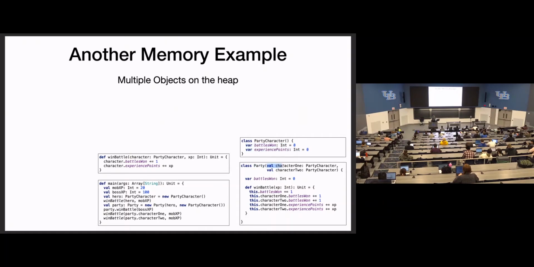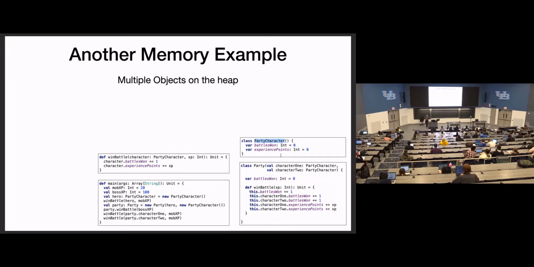Then we have a class party, which is going to be 2 characters, just so it fits better on the slide. We could have more, of course. But 2 characters that are initialized through the constructor as vals, so these cannot change. The references stored in these 2 values cannot change. So 2 values that will be part of the state values of this party, character 1 and character 2, both of type party character. So these will be references to objects of this type that we created.